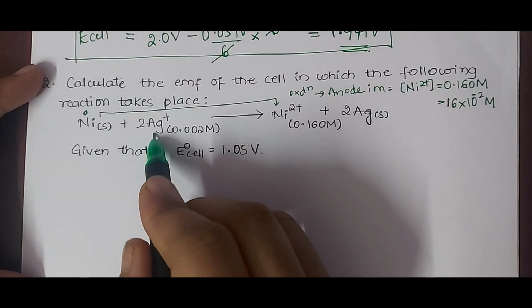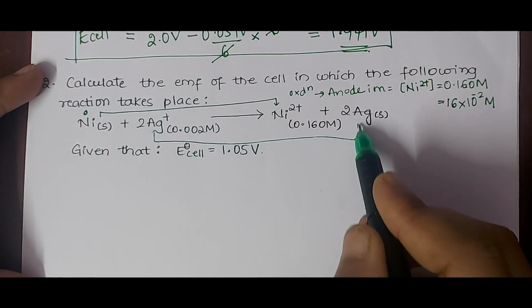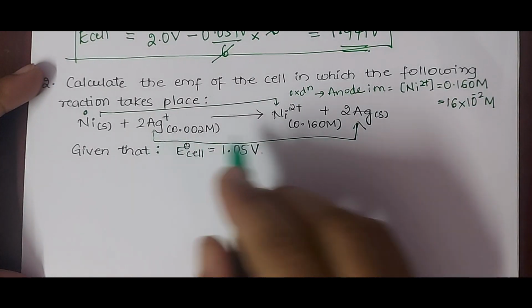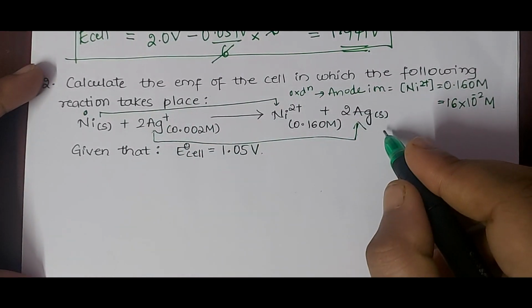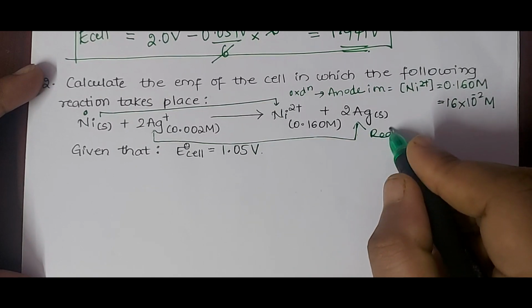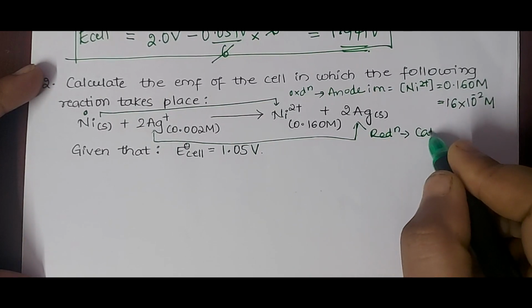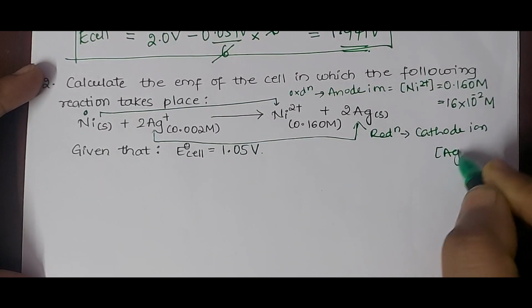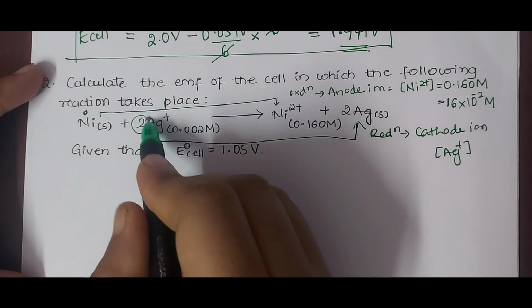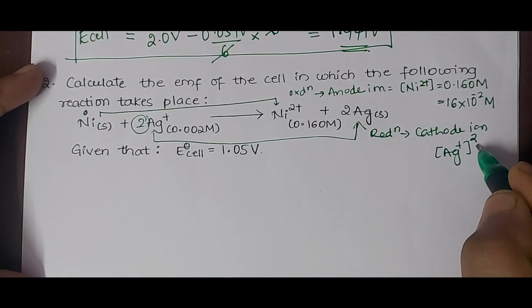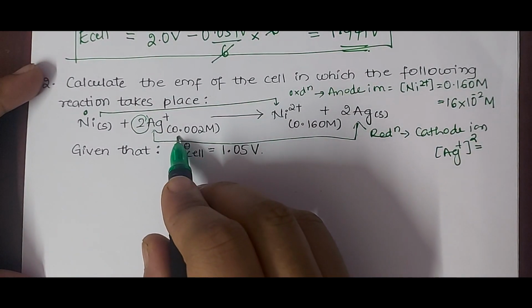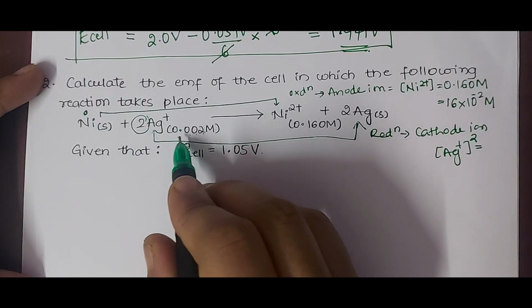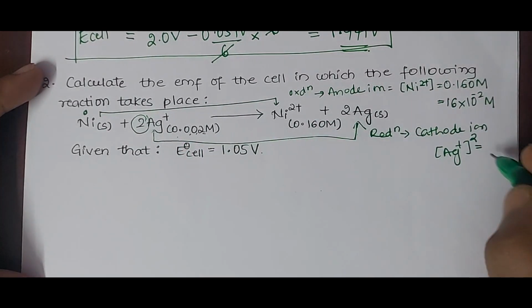Similarly, if you look here, you are having Ag plus and Ag. Now here Ag plus to Ag means plus 1 to 0 oxidation state. It is reduction reaction as the oxidation number decreases, and hence our cathode ion here is Ag plus. There are 2 moles of cathode ion, so Ag plus to the power 2, and its concentration is given as 0.002. So if I shift the point 3 digits, it becomes 2 into 10 to the power minus 3 molar, and this also raised to the power 2.